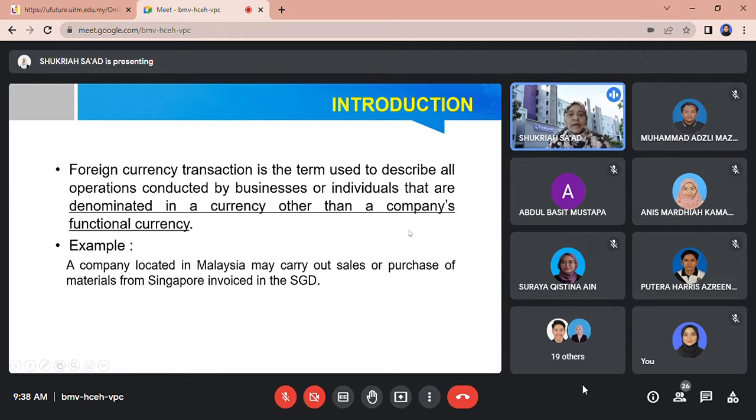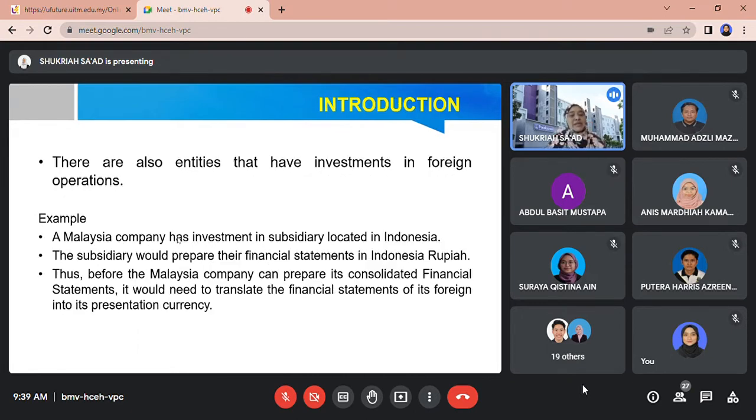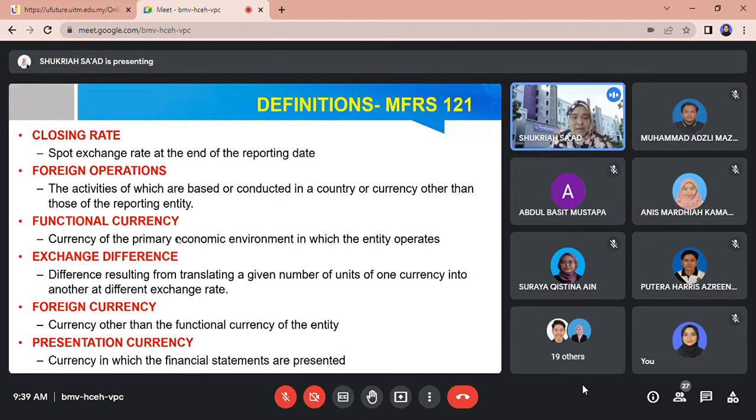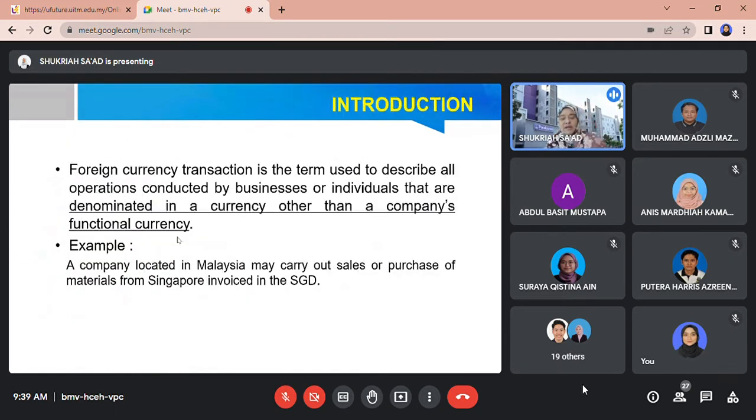So the foreign currency transaction is the term used to describe all operations conducted by businesses or individuals that are denominated in the currency other than company's functional currency. So we have foreign currency, and we also have another term which is functional currency. Functional currency definition you can refer to slide number 4. Kita akan go to that definition later on. Kita biarkan dulu kat sini company functional currency.